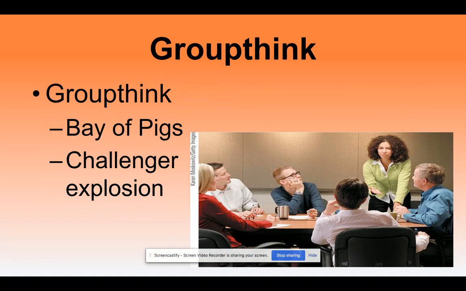So, very popular examples of groupthink are the Bay of Pigs situation under President Kennedy and the Challenger explosion at NASA in the late 80s. In the Bay of Pigs invasion, there was a group of people trying to decide, do we invade or do we not? And those of you who remember this from American history class would know that they did indeed decide to invade. But because nobody voiced an alternative opinion or an alternative action, they invaded, and it was not successful.